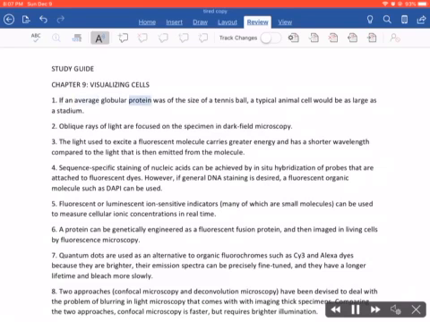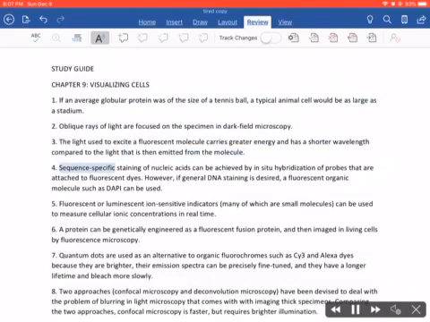If an average globular protein was of the size of a tennis ball, a typical animal cell would be as large as a stadium. 2. Oblique rays of light are focused on the specimen in dark field microscopy. 3. The light used to excite a fluorescent molecule carries greater energy and has a shorter wavelength compared to the light that is then emitted from the molecule.